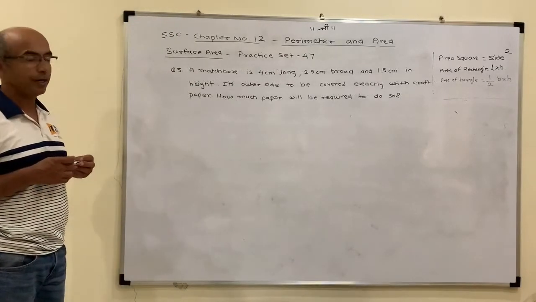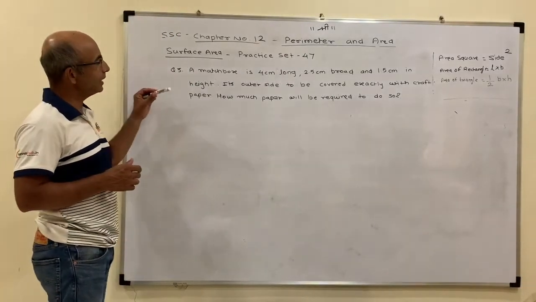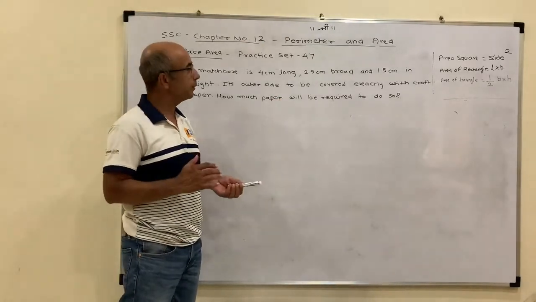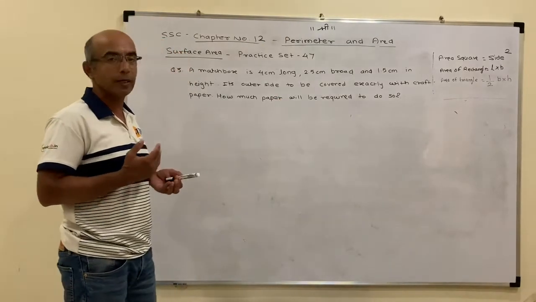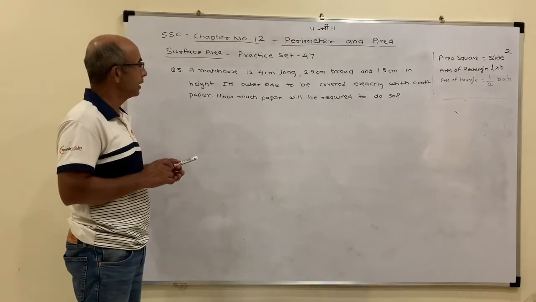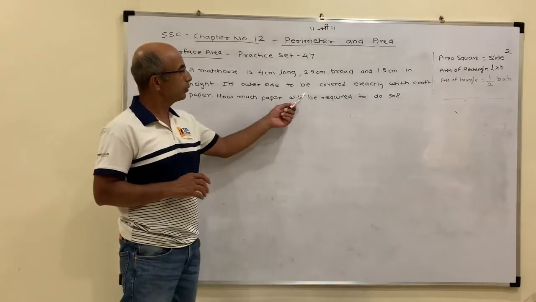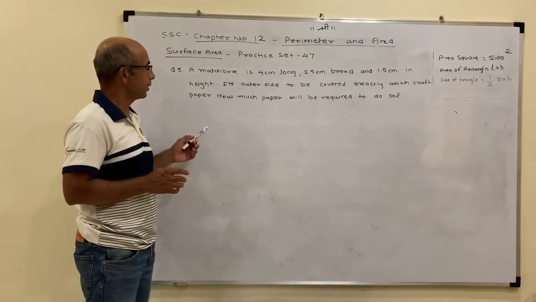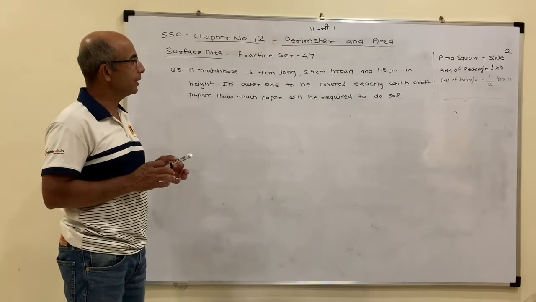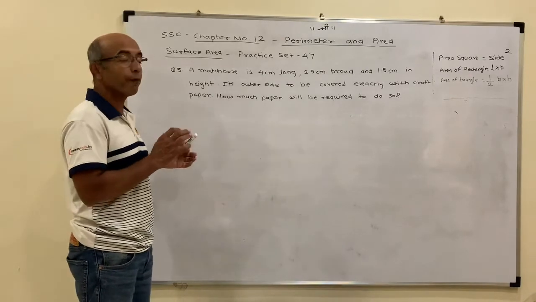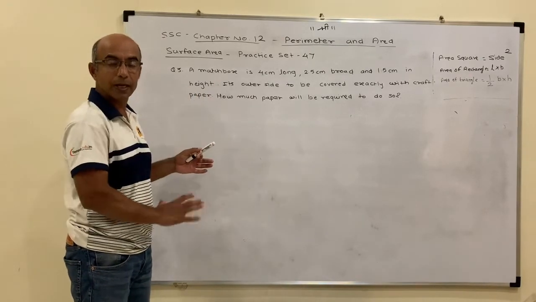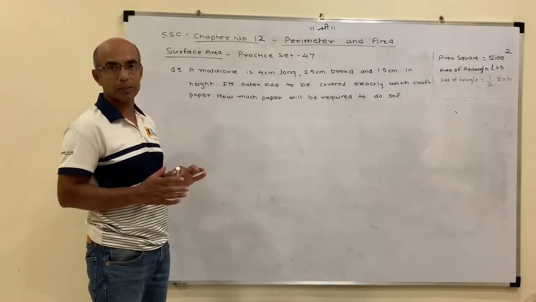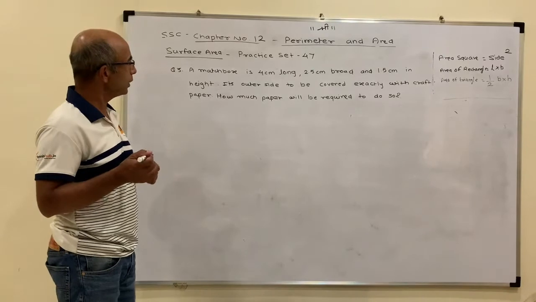Now the question 3, a matchbox is 4 centimeter long, 2.5 centimeter broad and 1.5 centimeter in height. Its outer side is to be covered exactly with a craft paper. How much paper will be required to do so? So we need to find out the total area of the paper with which we need to cover this matchbox.